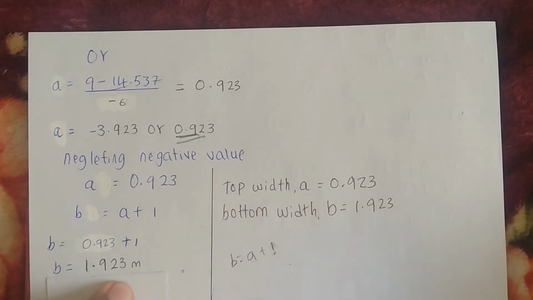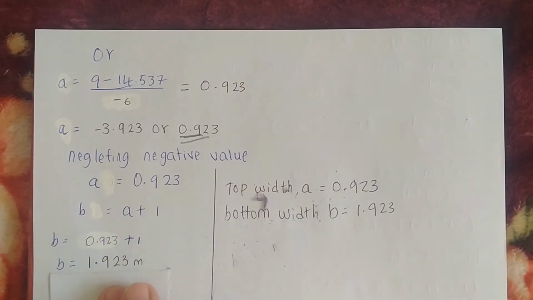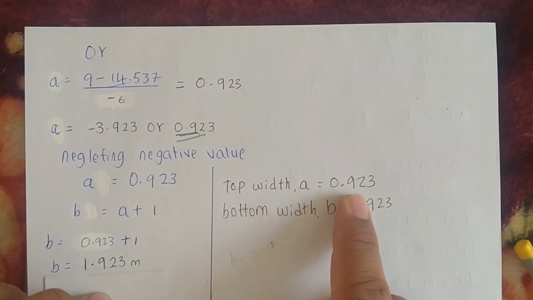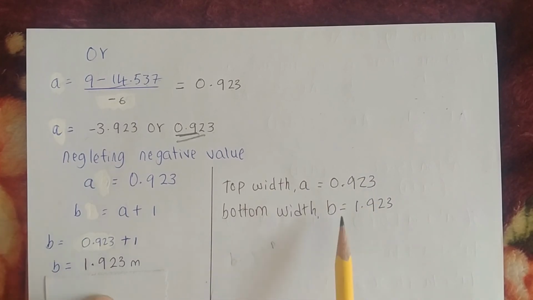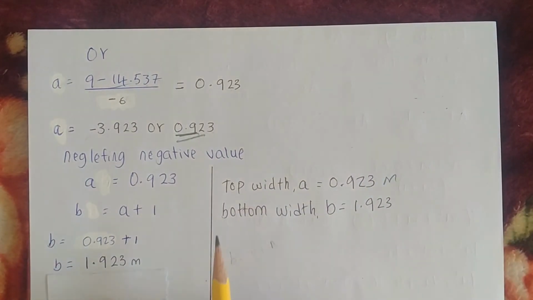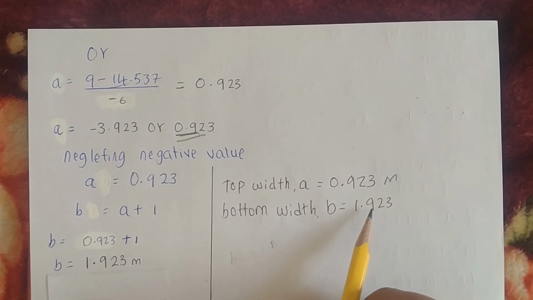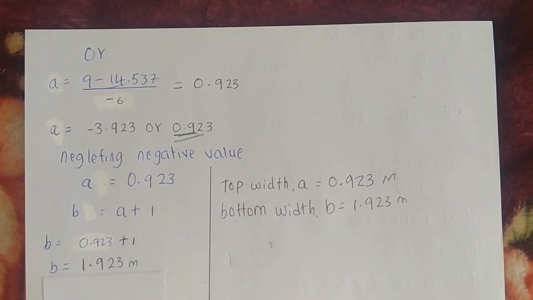1.923 meters. So you can see that our top width, which was a, is equal to 0.923 meters, and then the bottom width, which was b, is equal to 1.923 meters. So this is how we calculate the top width and the bottom width when you are given the ratio of the slope.